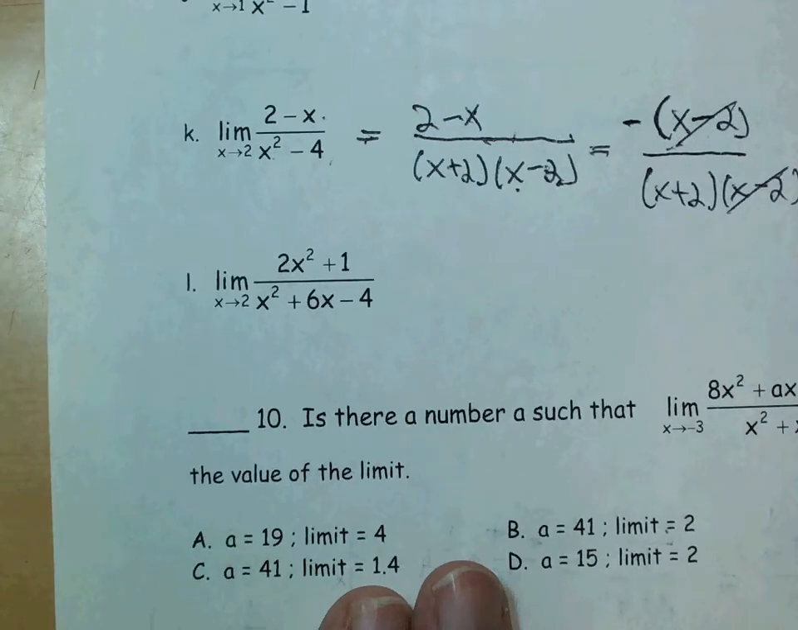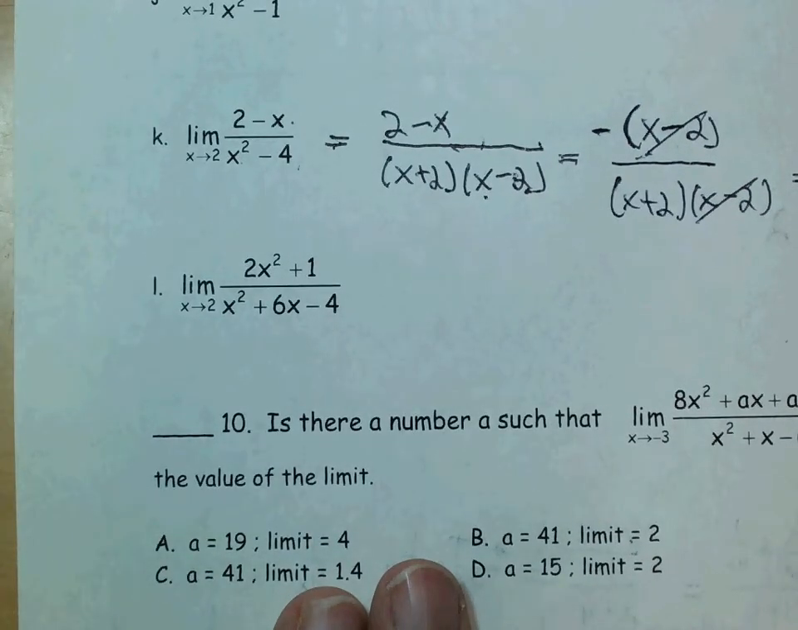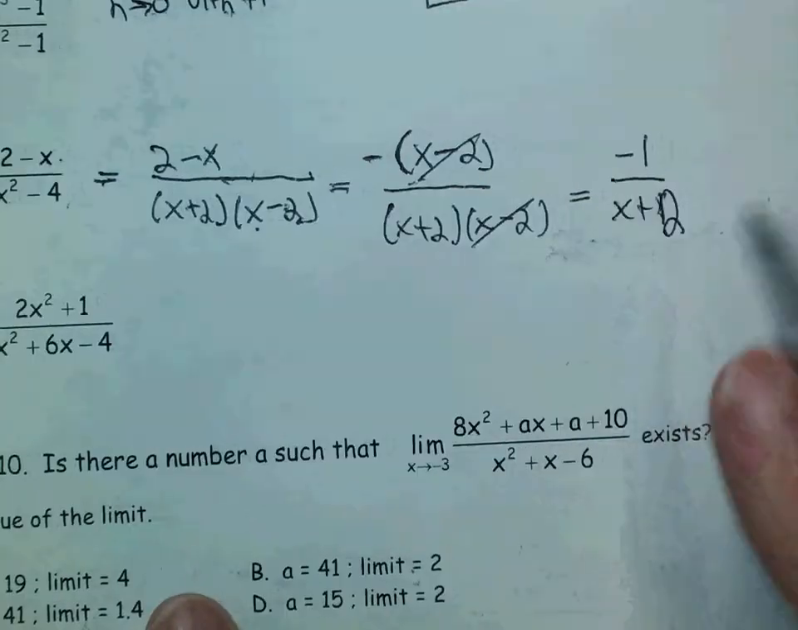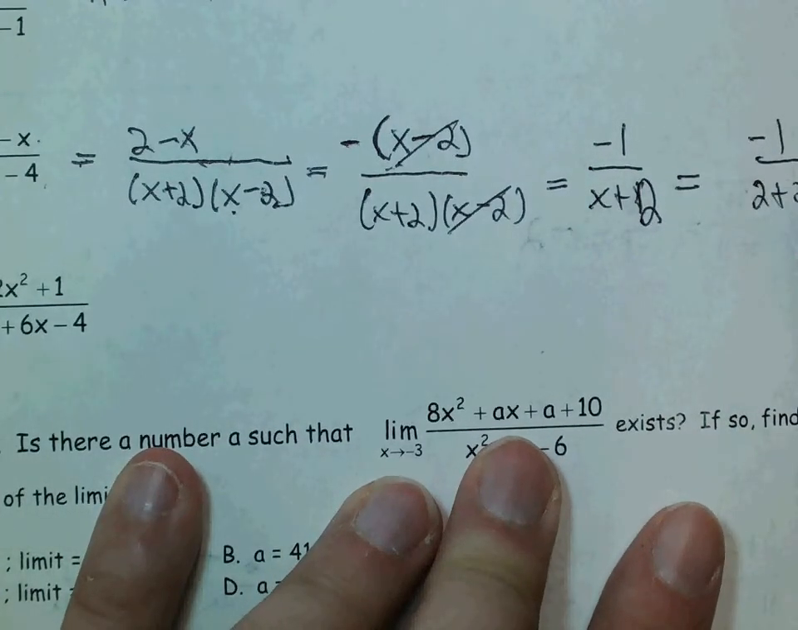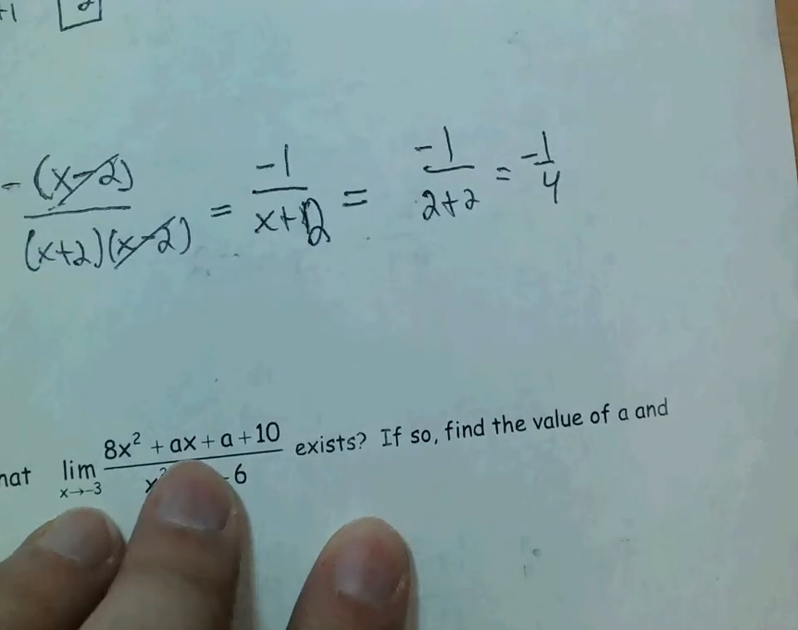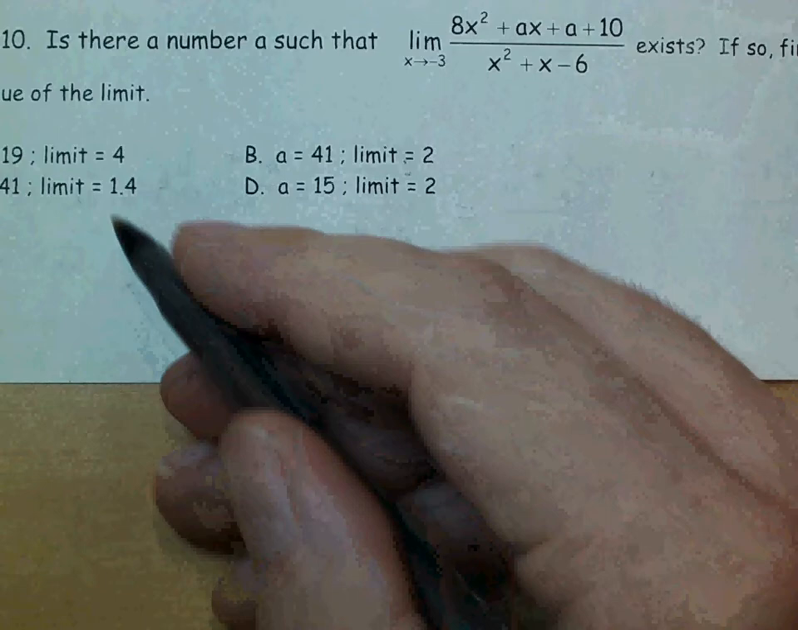And now we can cancel because we have the same factor in the numerator and the denominator. We get negative 1 over x plus 2. And we can just plug in 2 at this point. We can use direct substitution. And so we're going to get negative 1 over 2 plus 2, which is negative 1/4.